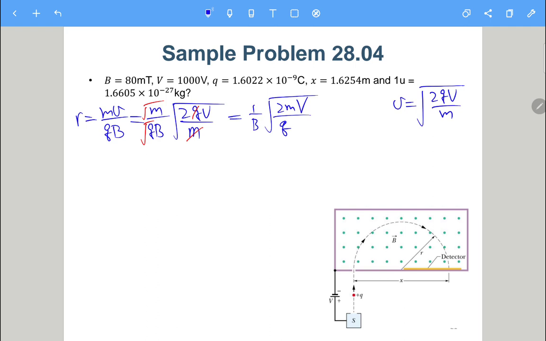And of course, what we know is that x is the diameter. So x will be 2 times the radius. So we will have x to be 2r, which is 2 over B times the square root of 2mV all over q.